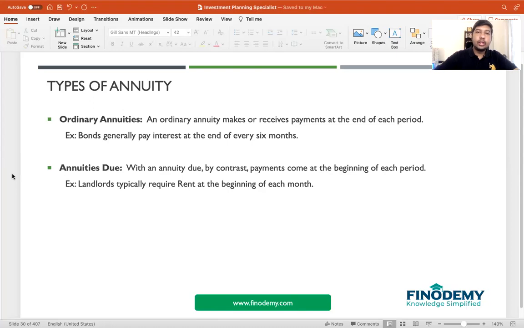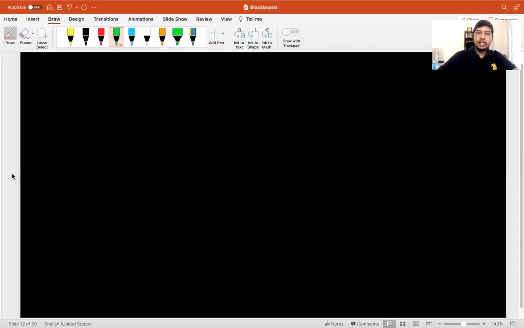The difference between the two is that in case if it is an ordinary annuity, you need to take set as end.